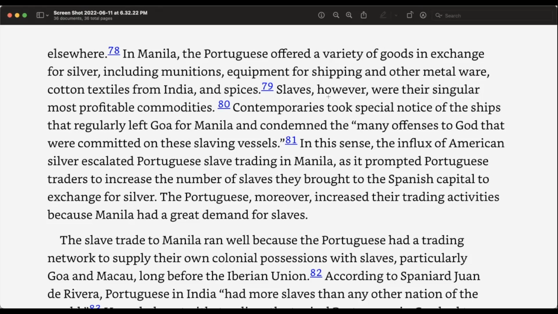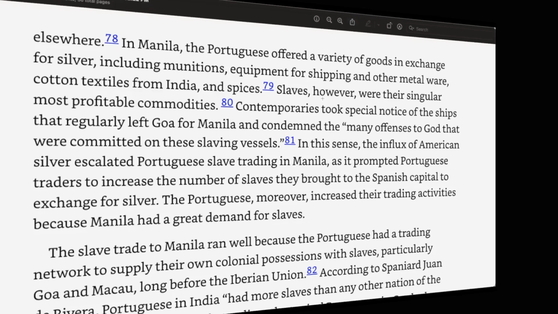So many offenses happened in these slaving vessels. In this sense, the influx of American silver escalated Portuguese slave trading in Manila, as it prompted Portuguese traders to increase the number of sails they brought up to the Spanish capital to exchange for silver. The Portuguese, moreover, increased their trading activities because Manila had a great demand for slaves.